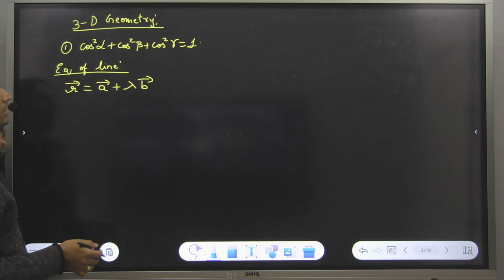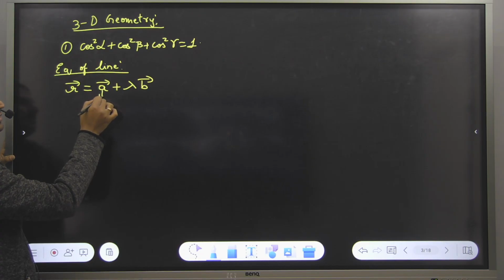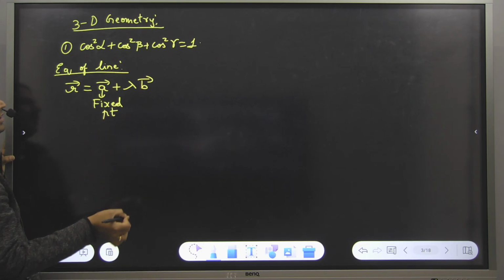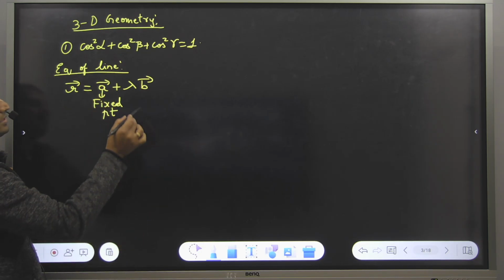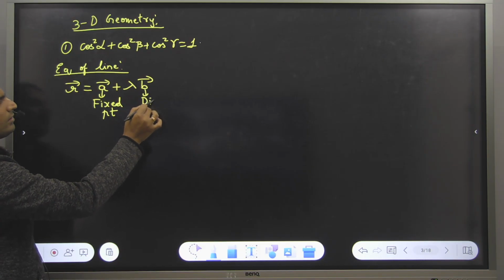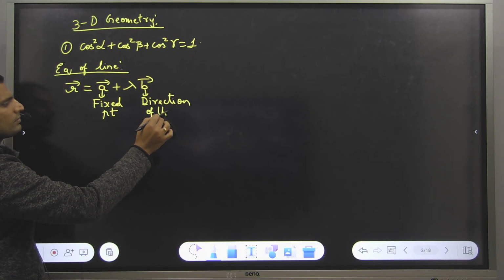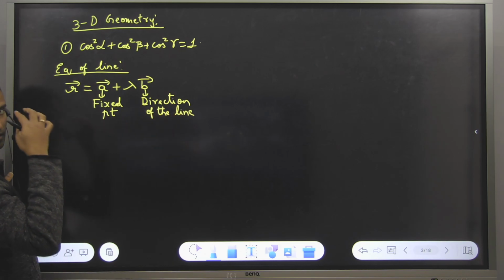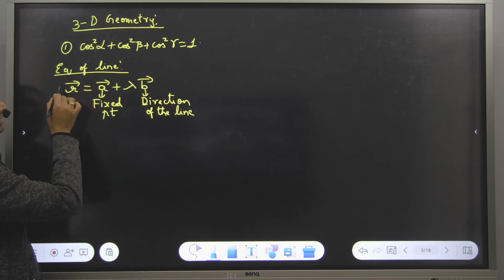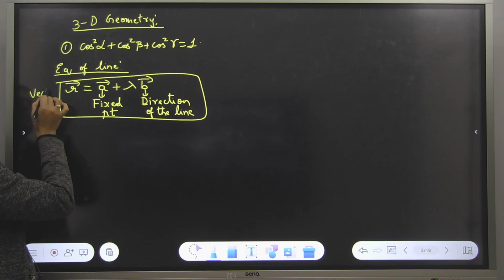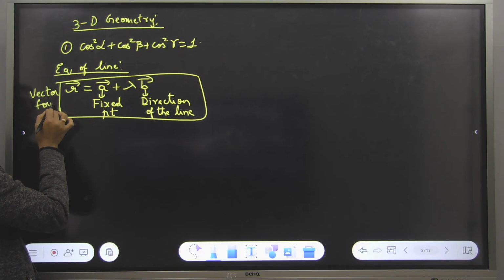What is vector a? What is vector b? Can you tell me what is vector a? Vector a is the fixed point through which the line passes, and vector b is the direction of the line. Okay. So, this form of a straight line is called vector form of straight line. What is this form called? This is called vector form.